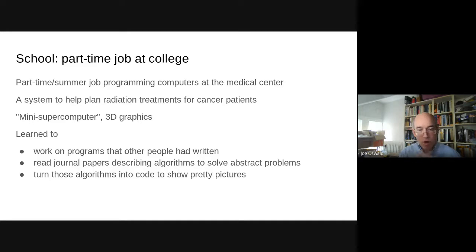They would draw lines on the screen outlining the tumor, and then they would try to plan how to send beams of radiation into the patient to kill the cancer without harming the patient too much.